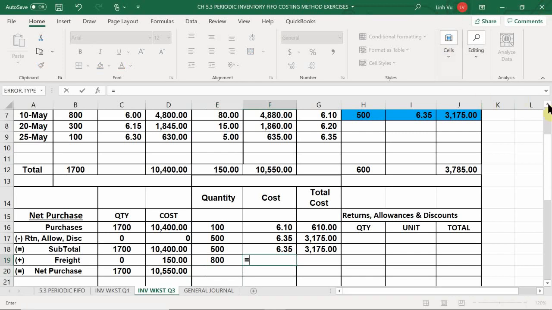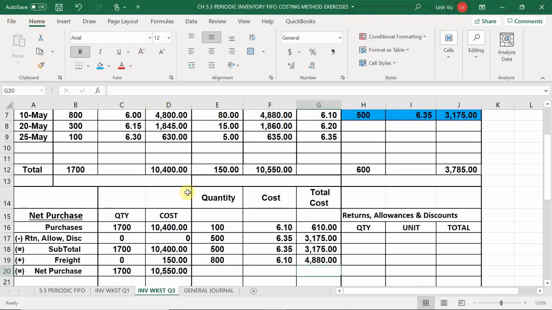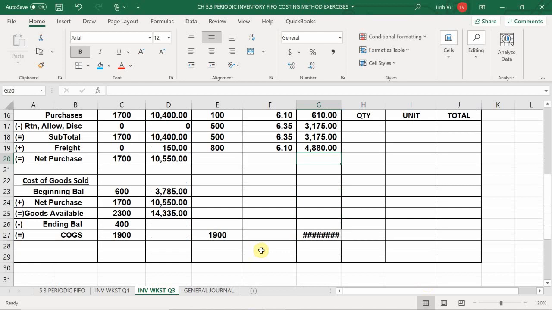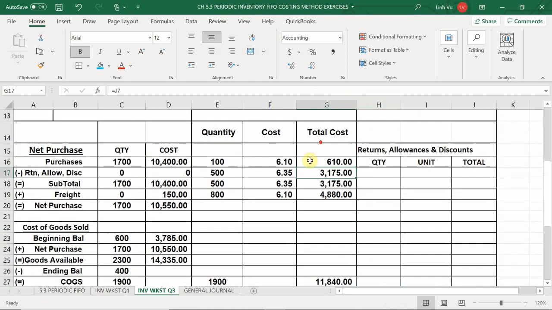2,495, right? I did the simple math by just taking those two numbers and subtracting. Or if you looked at your ending inventory, 300 plus 100 is 400, so you could have added your 1,860 plus the 635 and got the same answer. Okay? So there we have it. Now we finished our inventory worksheet.